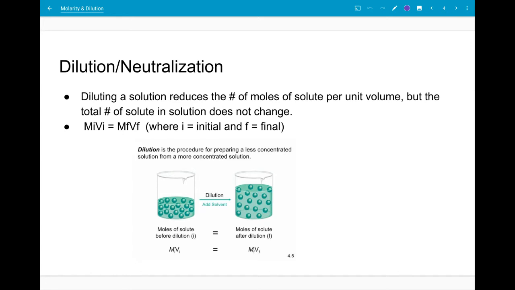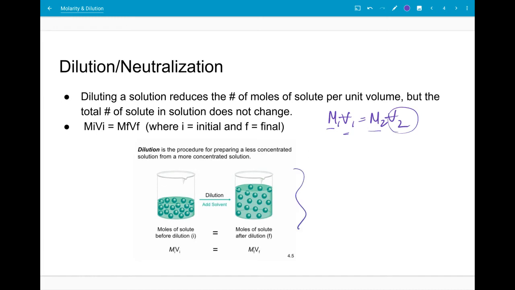Okay, the next part is dilution or neutralization. So we find that diluting a solution will reduce your number of moles of solute per unit volume, but the total number of solute in solution does not change. So MiVi equals MfVf. We could also say M1V1 equals M2V2. Basically, if you know 2 molarities and one volume, you can solve for the other, or given 2 volumes and a molarity, you can solve for that other unknown.